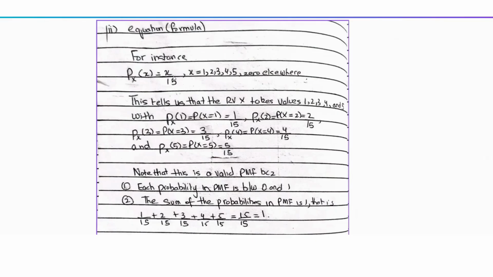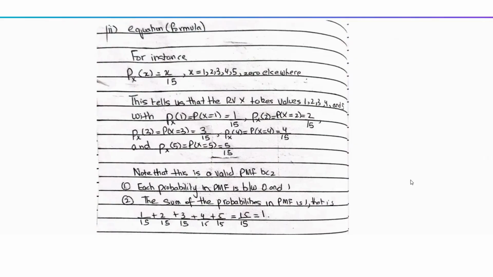So if you have the PMF in the form of this formula, this is telling us that if I evaluate the random variable capital X at the value small x, the probability is x by 15. If x is 1, you just plug in 1 here. If x is 2, you plug in 2, then 3, 4, 5, and so on to find the probabilities of each of these values of the random variable. Again, note this is a valid PMF because it meets both the properties of a valid PMF. First, each probability is between 0 and 1. We can see all probabilities are between 0 and 1. And the sum of the probabilities in the PMF is 1. That is, 1 by 15 plus 2 by 15 plus 3 by 15 plus 4 by 15 plus 5 by 15 is 15 by 15, which is 1.